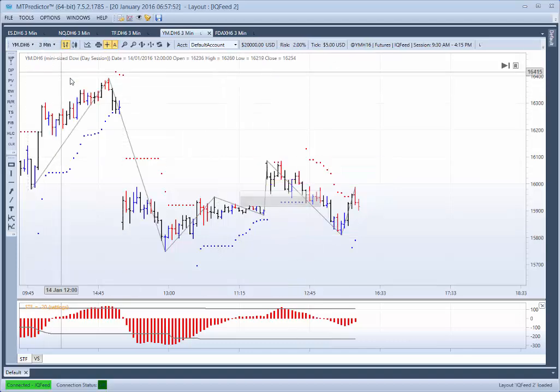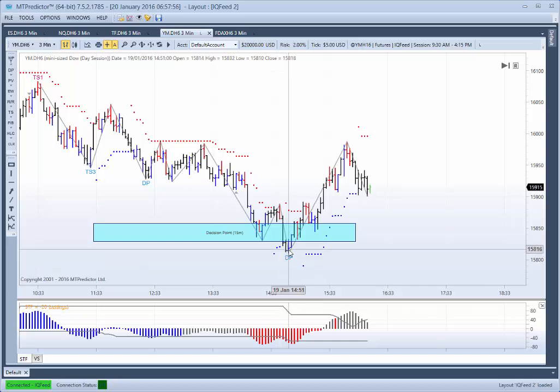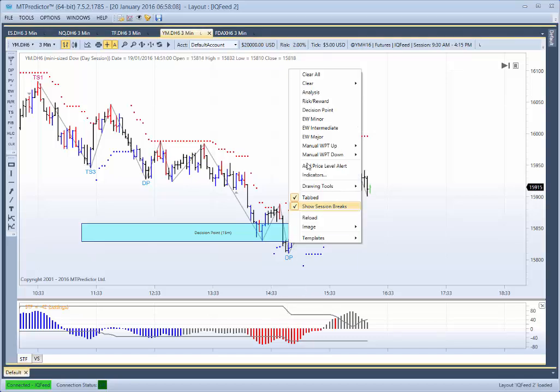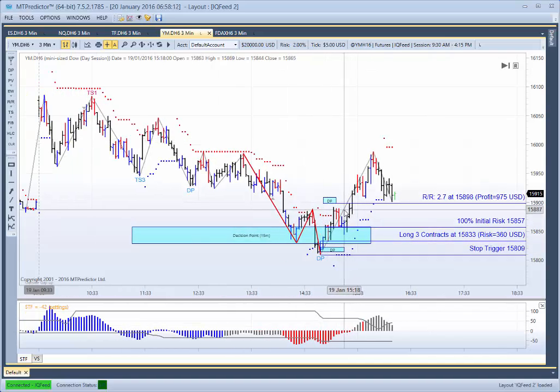So on the 3-minute chart, if you'd been really aggressive, you could have taken this DP buy here. Remember, the STF color we ignore because it's lagging. The DPs we use because they're leading on the chart in advance, as you've seen. Let's place the analysis on here, over that blue buy bar. Analysis there. You would have had a nice trade into the first target for another plus 2.7R.